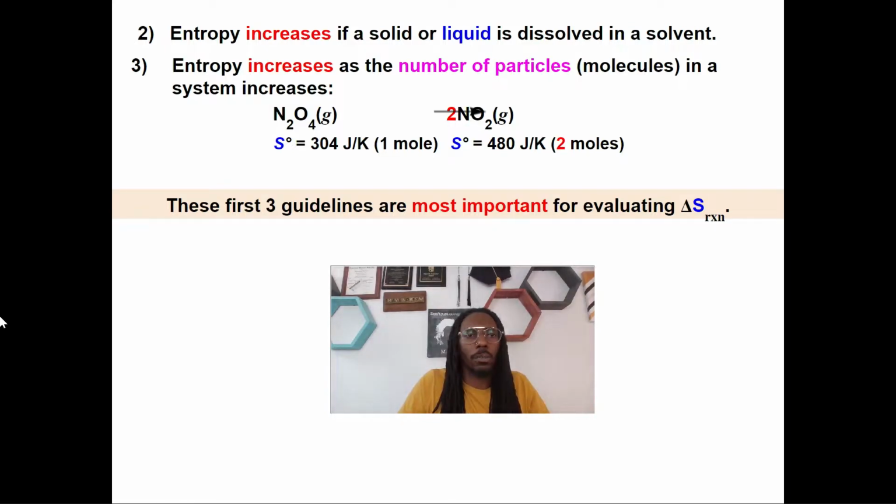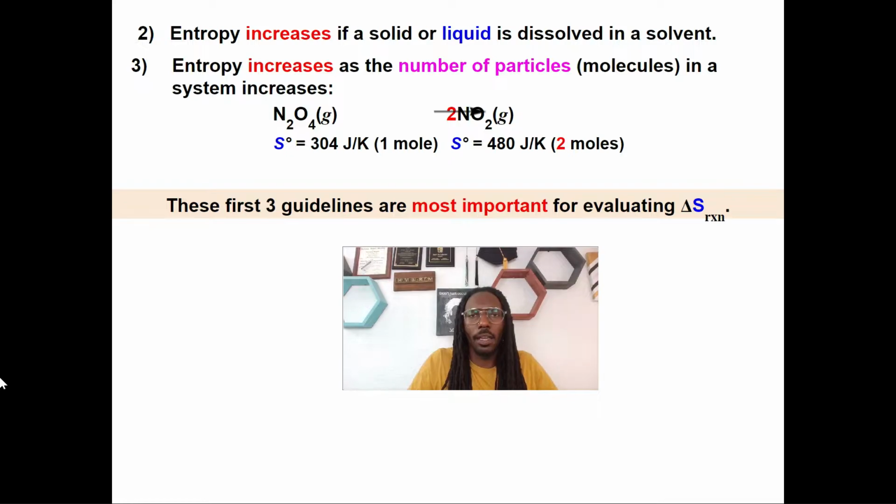Third, entropy increases as the number of particles in a system increases. So if we look at this example here, I go from N2O4, entropy of 304 joules per Kelvin, to 2NO2. In this case, we've increased the number of our particles from 1 to 2, so our entropy level has actually increased. These first 3 guidelines that I have given you are going to be very important when you're evaluating your delta entropy over a reaction.